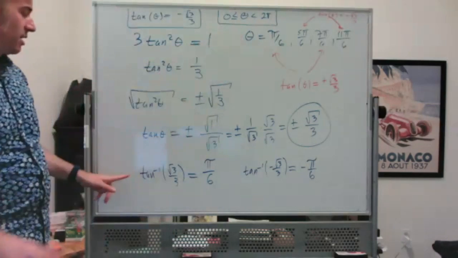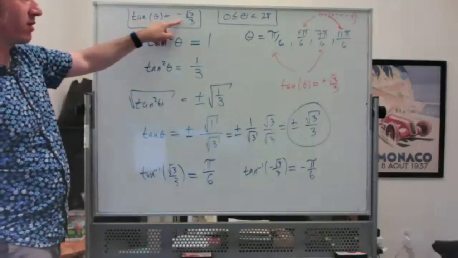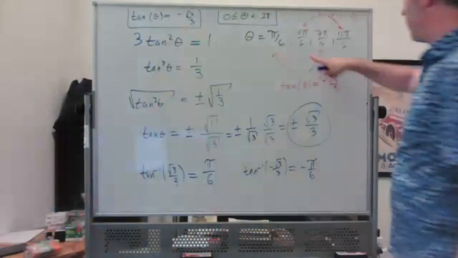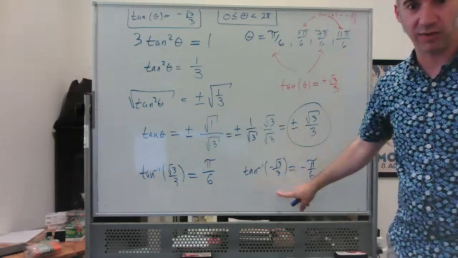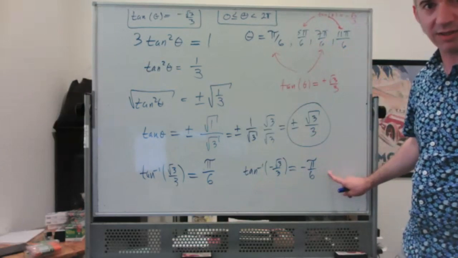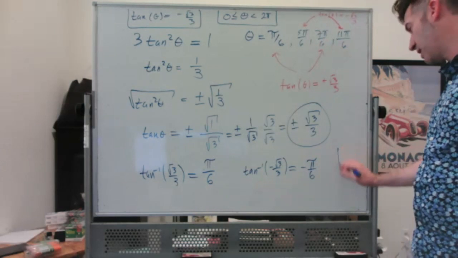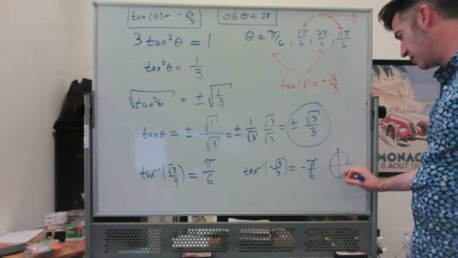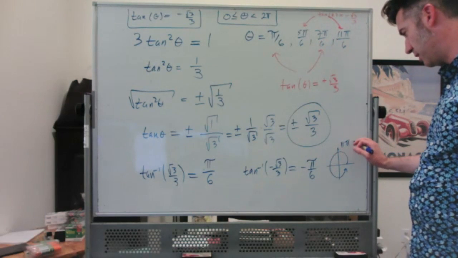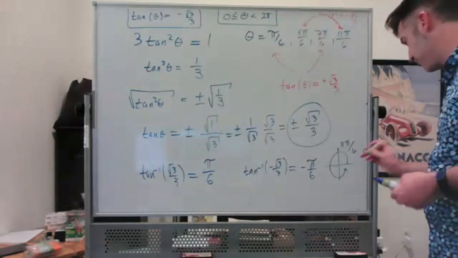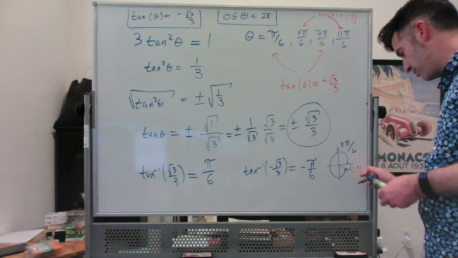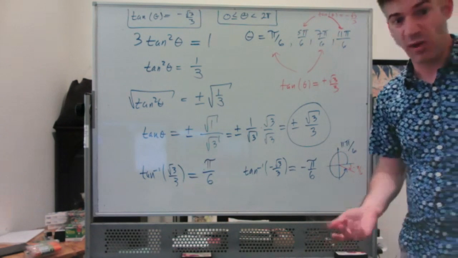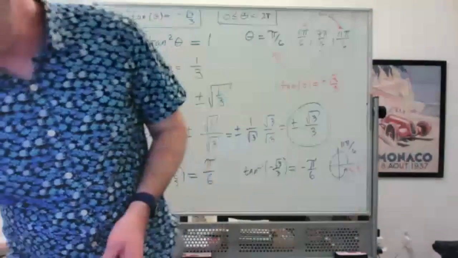But for tangent equal to negative root 3 over 3, the answers would be 5 pi over 6 and 11 pi over 6. But the inverse tangent of negative root 3 over 3 is negative pi over 6, which again is essentially the same as 11 pi over 6, but not exactly the same. They are different. They're coterminal. But just things to be aware of. Okay.